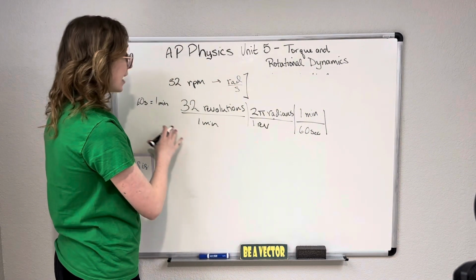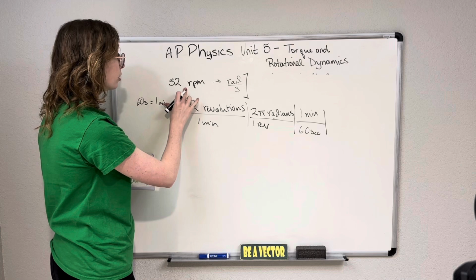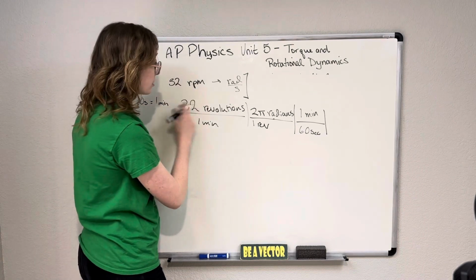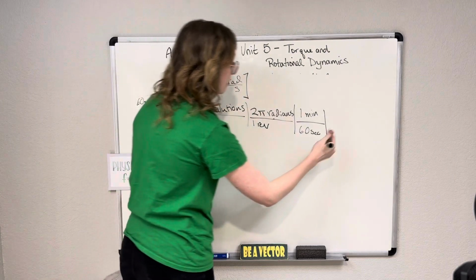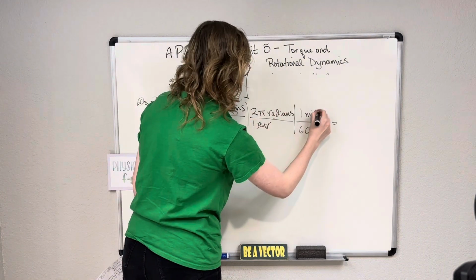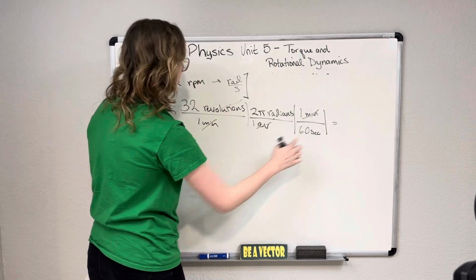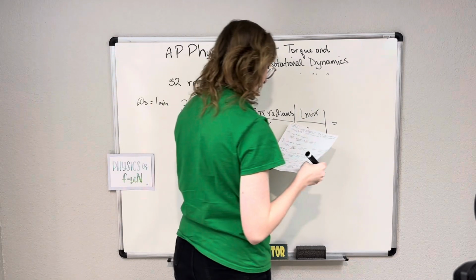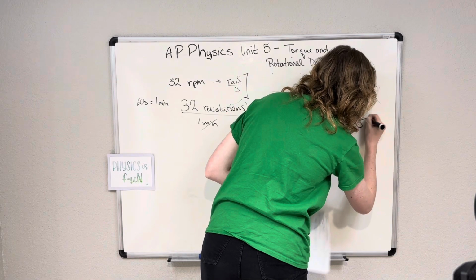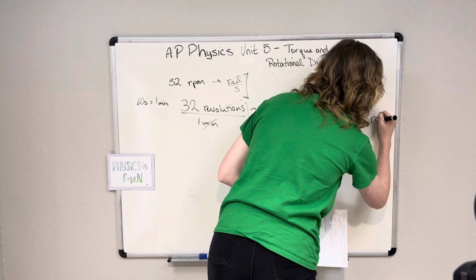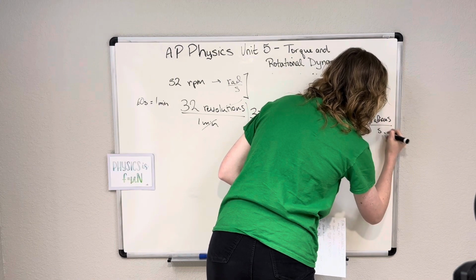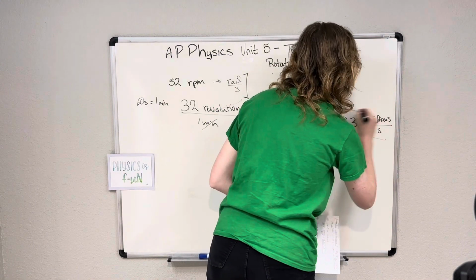And there we go. And so now if we want to convert from revolutions per minute to radians per second, we just multiply 32 by 2 pi and divide it by 60, and we end up with radians per second, which ends up giving us a value of 3.35 radians per second. And there you go.